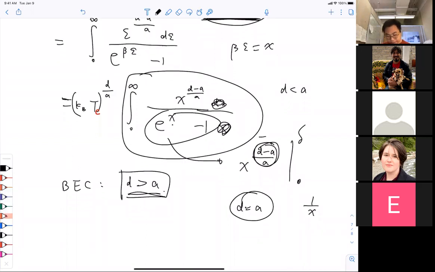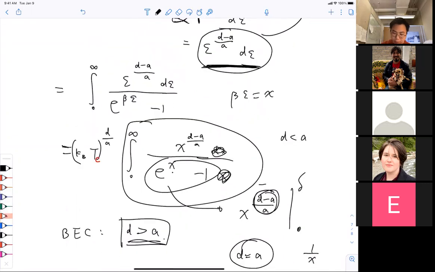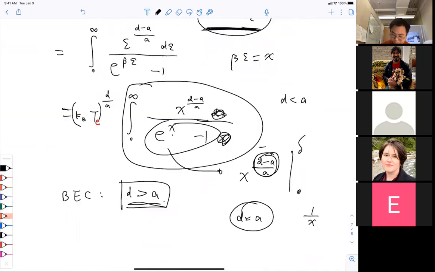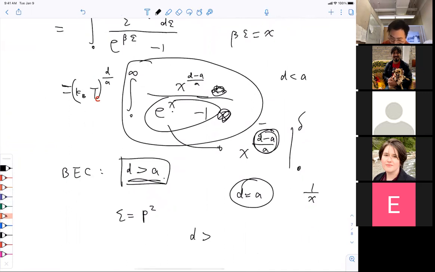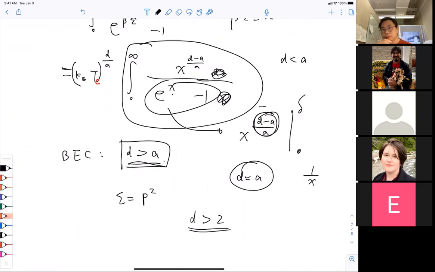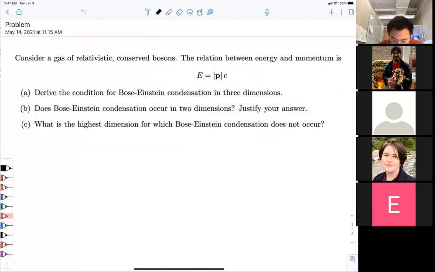So this is the condition, and of course this agrees with our previous example: for epsilon equal to p squared, only when the spatial dimension is larger than 2 do we have BEC. Any questions for this part? I hope it's clear, and I will show you an example. This is one problem from a previous exam. I think it's also a comprehensive exam problem.